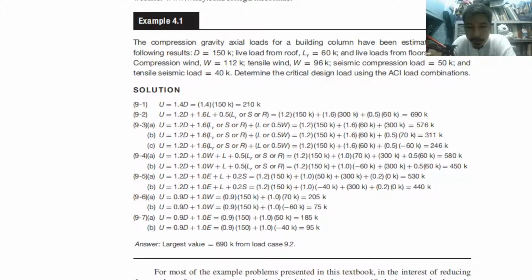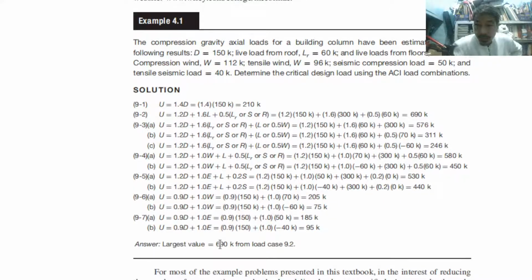Find the answer. After finding the answer, you have to compare all the values. Which one has the highest value in all of this? So 1, 2, 3, 4 times 2, 5, 6 times 2. So there are 13 answers. So compare the 13 results. So the highest is 690. So therefore, that is our answer.